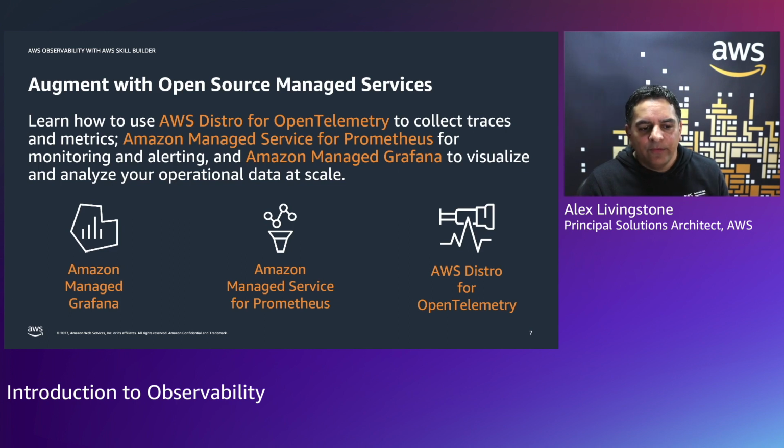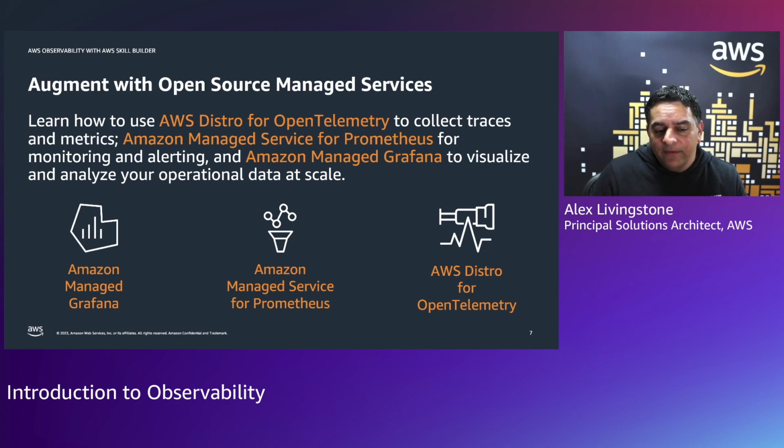The AWS Distro for OpenTelemetry is a secure and production ready AWS supported distribution of the OpenTelemetry project. And with the AWS Distro for OpenTelemetry, you can instrument your applications just once and send correlated metrics and traces to multiple AWS and partner solutions.